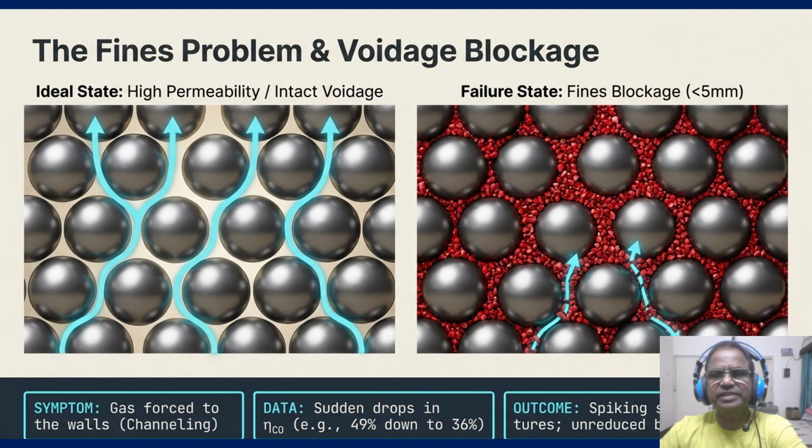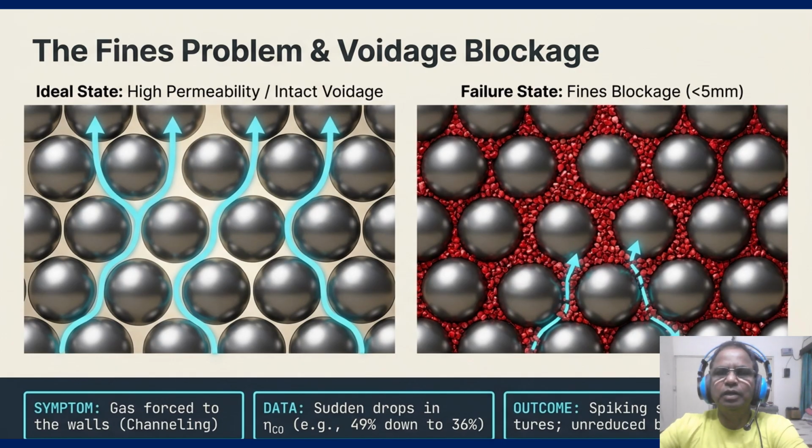So when gas channels to the wall, it doesn't reduce the ore. This leads to a spiking stiff temperature and unreduced burden descending into the hearth. You are not just losing efficiency, you are physically attacking your furnace lining and setting the stage for a thermal collapse. When that unreduced ore hits the high temperature zones, we leave the world of aerodynamics and enter the thermodynamic trap.